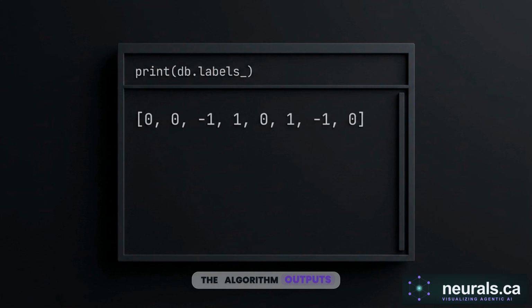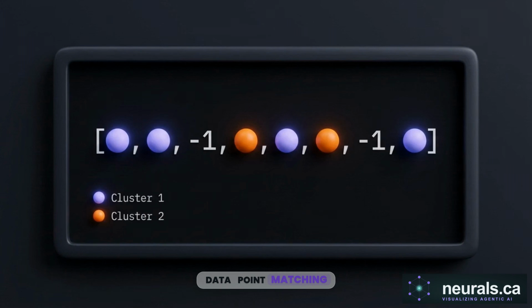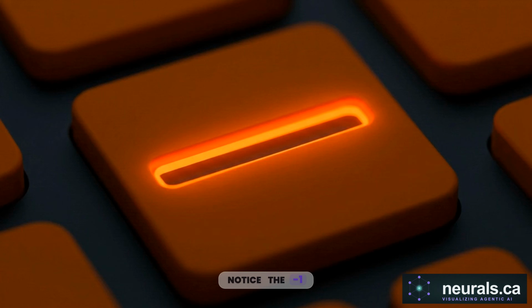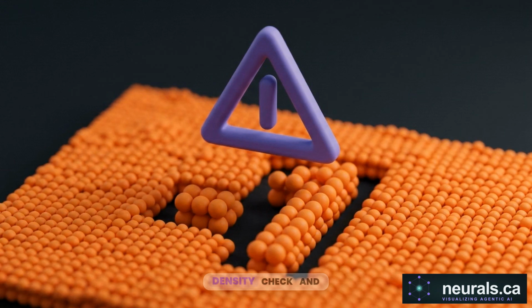The algorithm outputs an array assigning a specific integer to every processed data point, matching it to a cluster family. Points labeled 0 belong to the first cluster, and points labeled 1 belong to the second. Notice the -1 value scattered in the array. In DBSCAN, -1 is the explicit tag for an outlier. It means that point failed the density check and couldn't be connected to any core cluster.